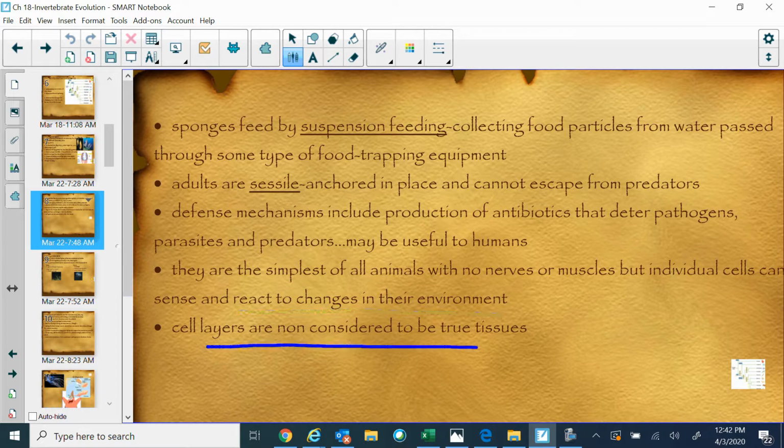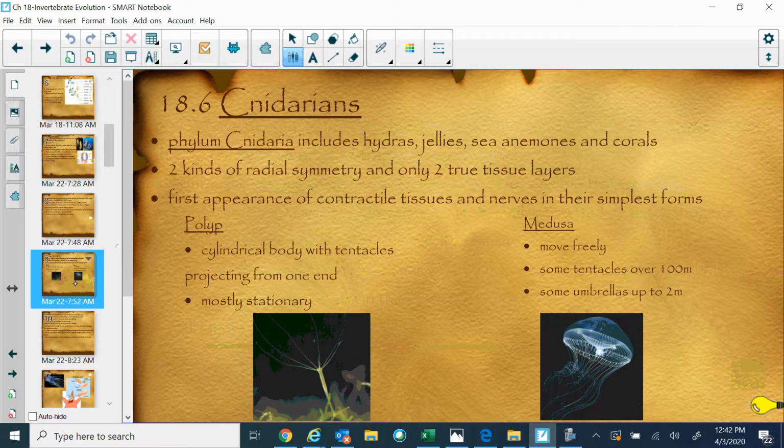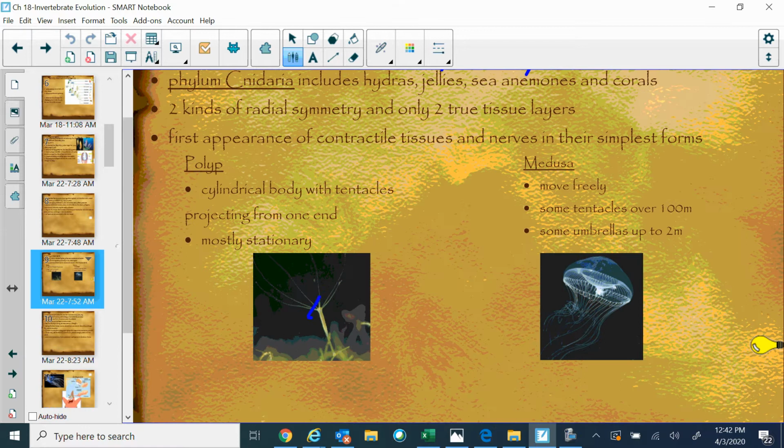And their cell layers, even though they're layers of cells, you can still have layers of cells but not be a true tissue. Cnidarians, yes, that C is silent. Cnidaria: hydras, jellies, sea anemones, and corals. You know jellyfish, I think you know sea anemone, you know corals. Hydras are probably something new for you, but that's this guy right here.